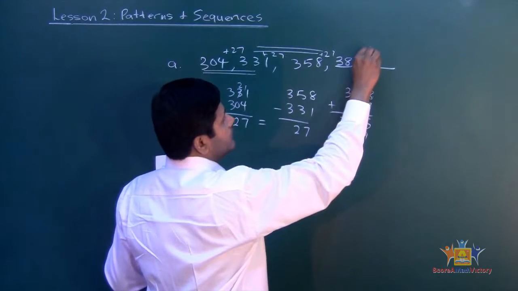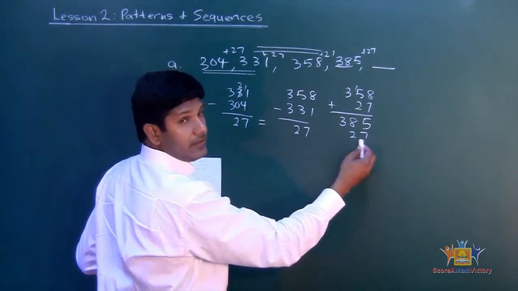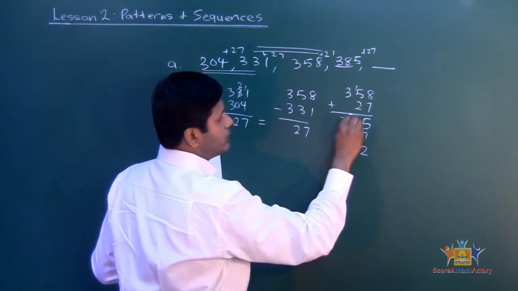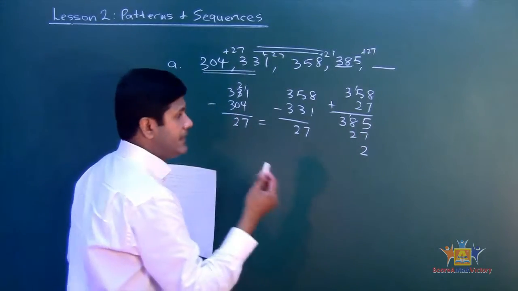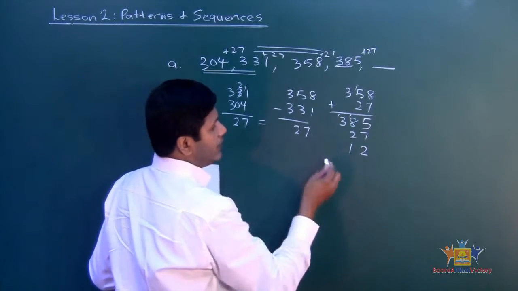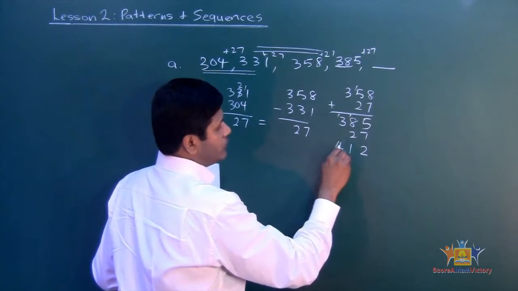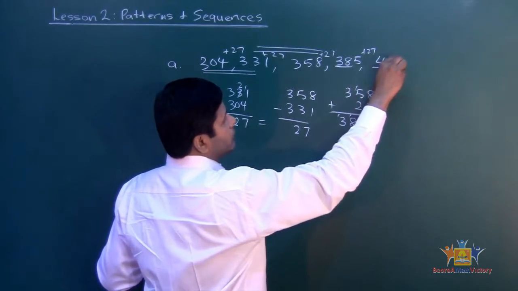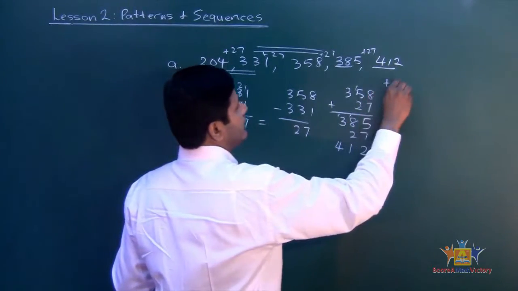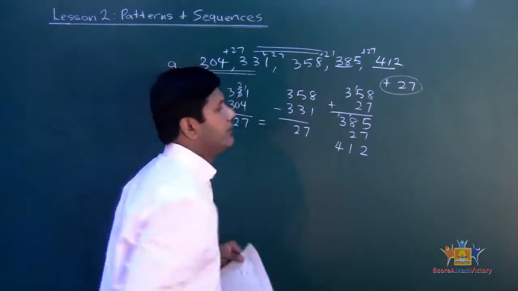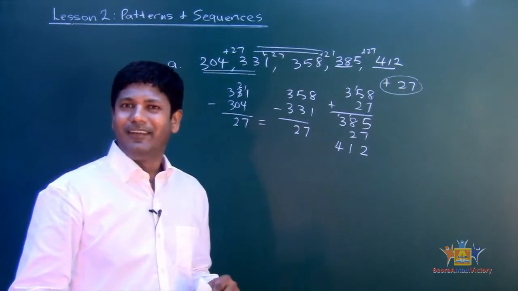And then for the next one, we add another 27. Okay, so we're adding 27 right there. So 5 plus 7 is 12. So 2, carry 1. 1 plus 8 is 9. 9 plus 2 is 11. Okay, so I put 1, carry 1. 1 plus 3 is 4. So that gives me 412. So what type of pattern is this? Plus 27. Plus 27 is the pattern. See that? Pretty easy, isn't it?